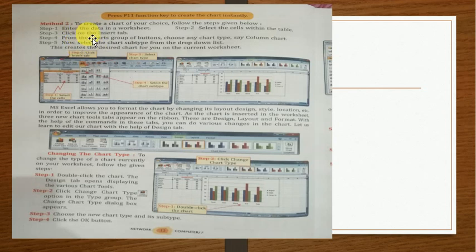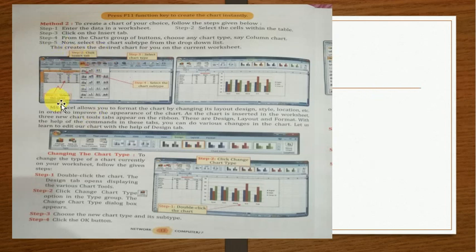Method 2 is to create a chart of your choice. Follow the steps given. First of all, enter the data in a worksheet. This is your worksheet. You enter this data and then select the cells within the table. What is the selection? When you press your left mouse button and then drag it, just like this, this is called selection.